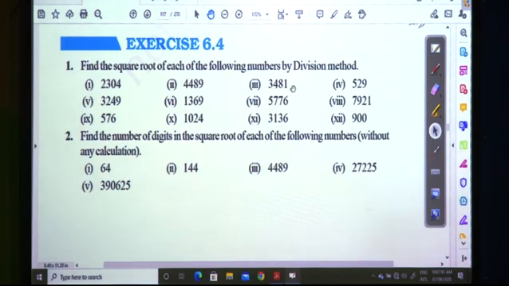Okay, the third sum. Or instead of the third sum, I will do one thing. Now, I will jump somewhere further. I will find out the square root. This is a 3-digit value. I will find the square root of 529. Let us solve for 529.